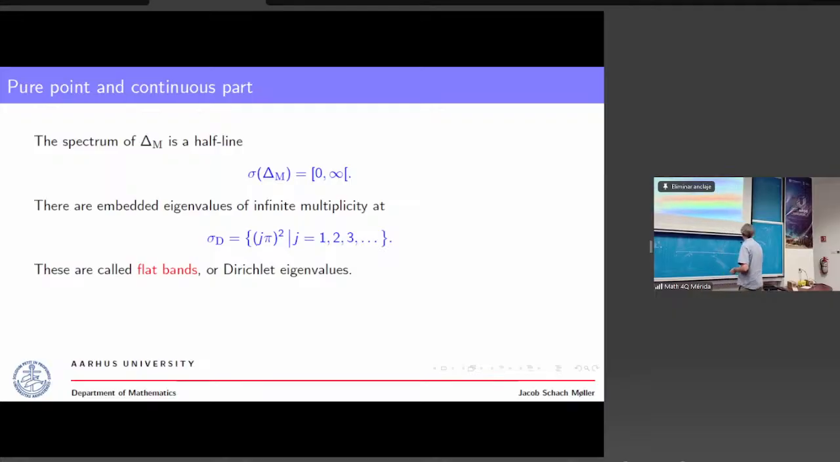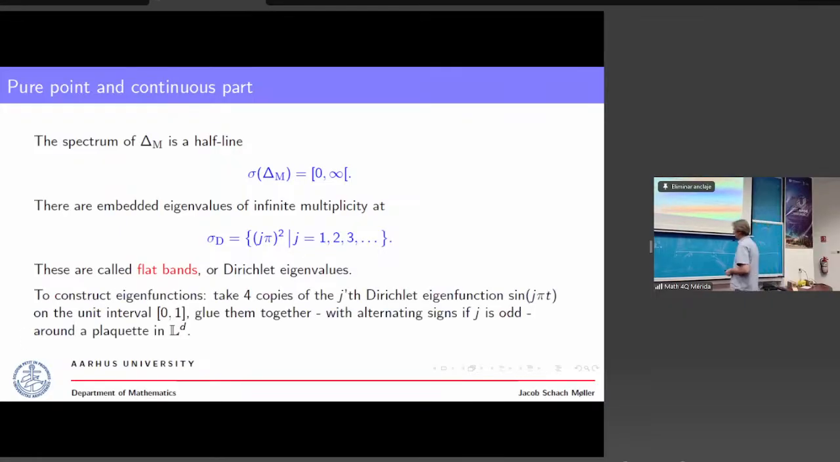then they come with larger and larger spacing in between. They're called flat bands at the Dirichlet eigenvalues. So flat bands, I'll come back to why they're called that. The Dirichlet eigenvalues because they can be built from the Dirichlet eigenfunctions. So let me make a drawing of that.